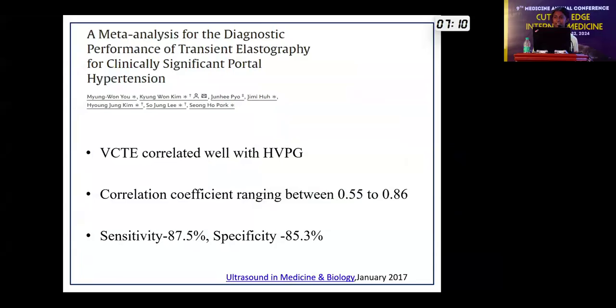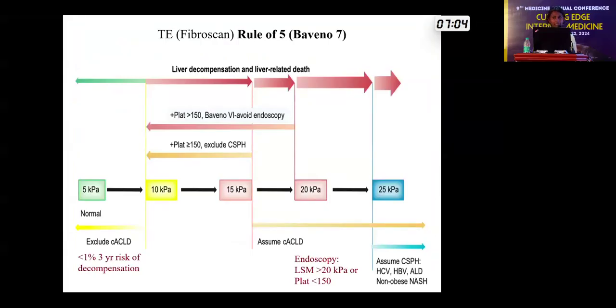Again, there are multiple studies which have validated fibroscan use in patients with liver disease. Now, this is an important slide. This is from Baveno 7. These are the recent guidelines that came in 2022. This is known as Rule of 5. So it's 5, 10, 15, 20, and 25. Anybody with fibroscan values less than 10 excludes CACLD. Anybody with levels more than 25, assume that this patient has clinically significant portal hypertension.